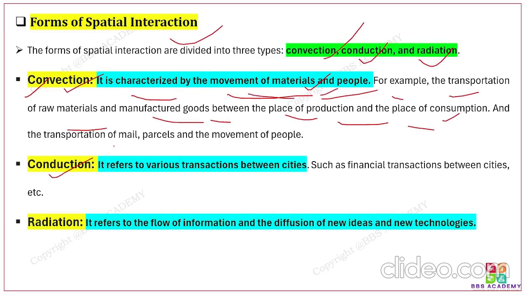Conduction refers to the various transactions between the cities. The transactions or trade within the cities is called conduction. And radiation refers to the flow of information and the diffusion of new ideas and technology. These are the three forms of spatial interaction. This is all about the spatial interaction model given by Ullman.